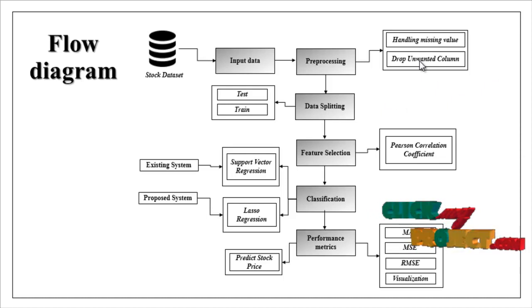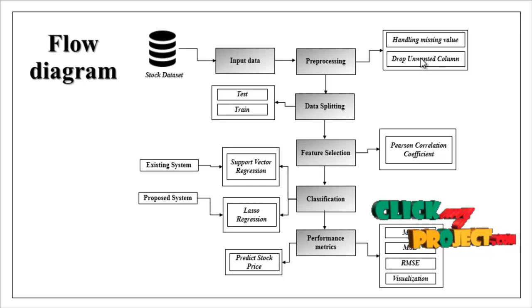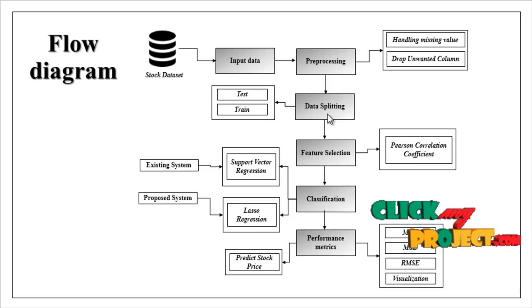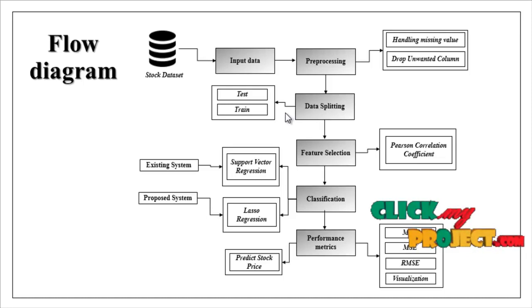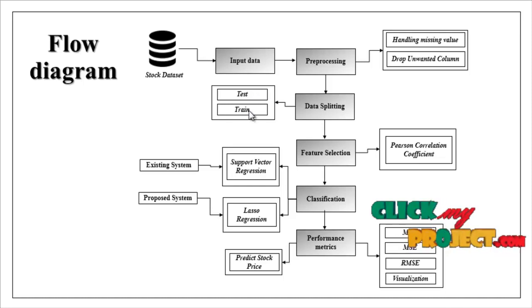Drop unnecessary columns means if you have any unnecessary columns in your dataset, we have to drop those columns beforehand. Then the pre-processed data is carried to the data splitting module. Here we split the whole dataset into test and train. Test is used for prediction, train is used for evaluation.